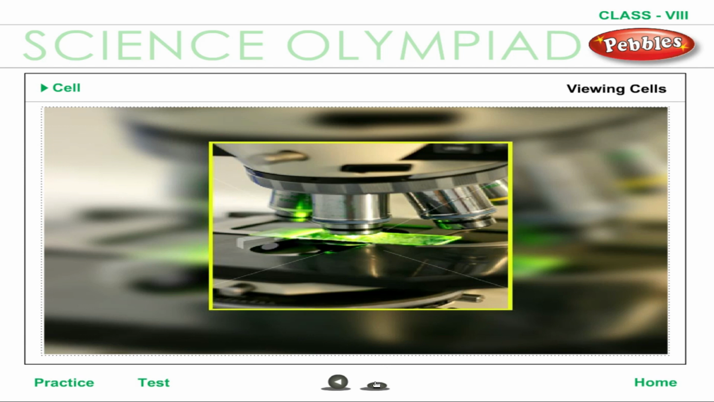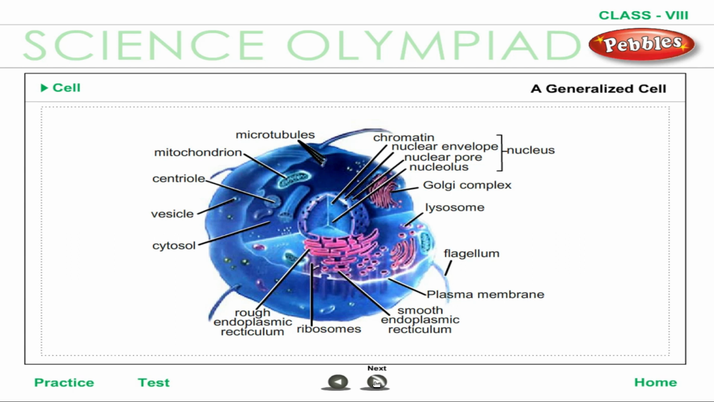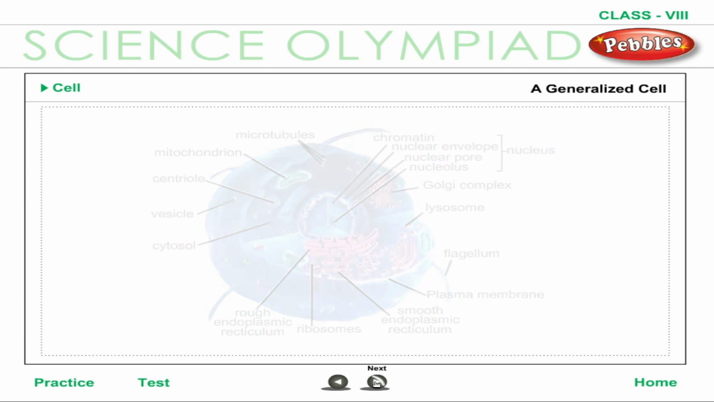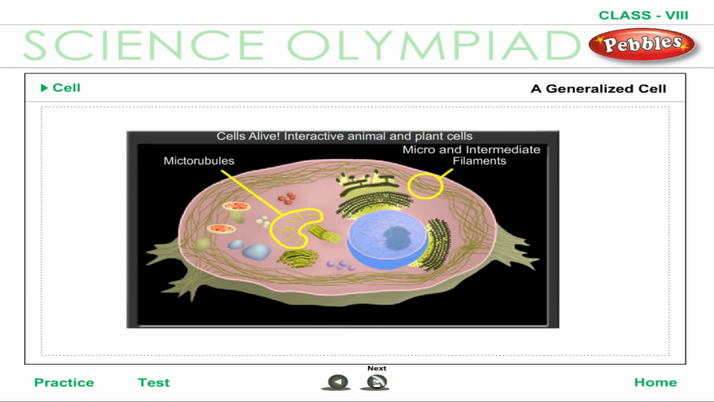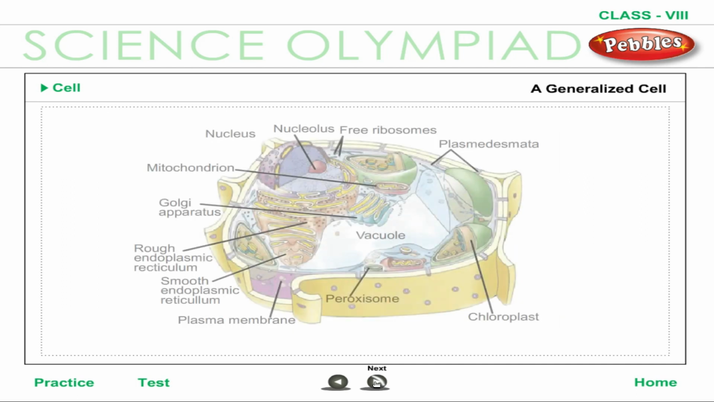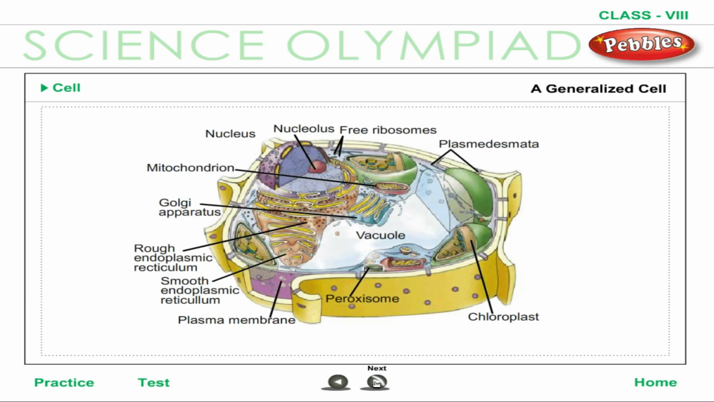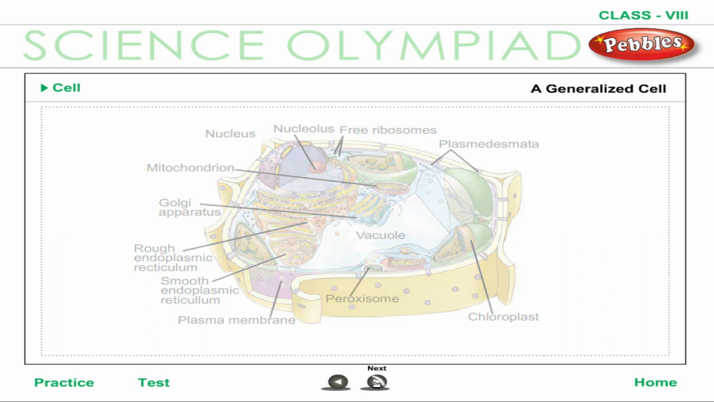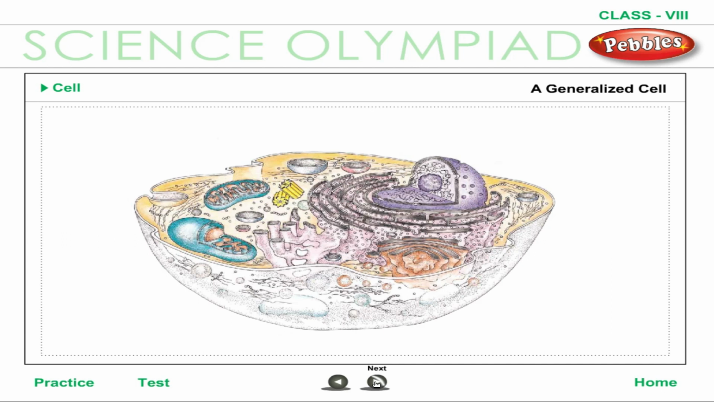A generalized cell. Though different types of cells differ in shape and size, all of them have a basic structure referred to as the generalized cell structure. A cell has both living and non-living parts. The living parts of the cell that have a definite shape, structure and function are called organelles.